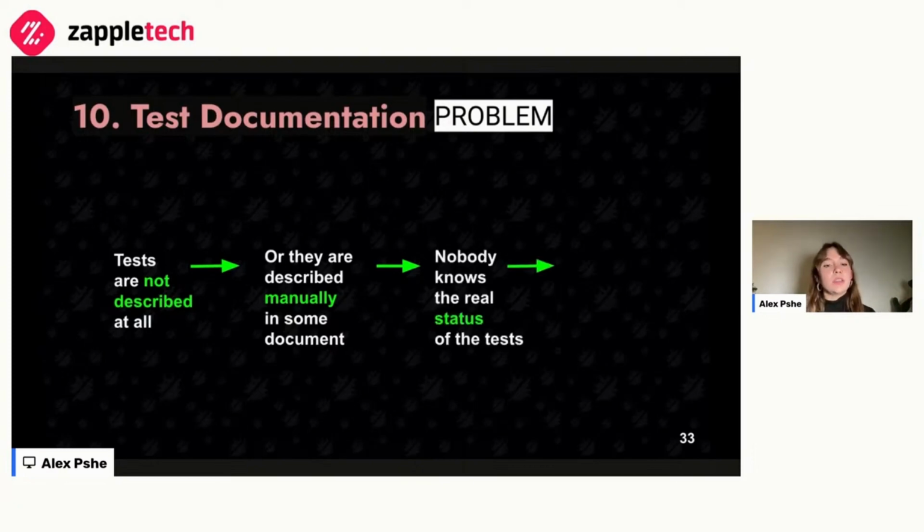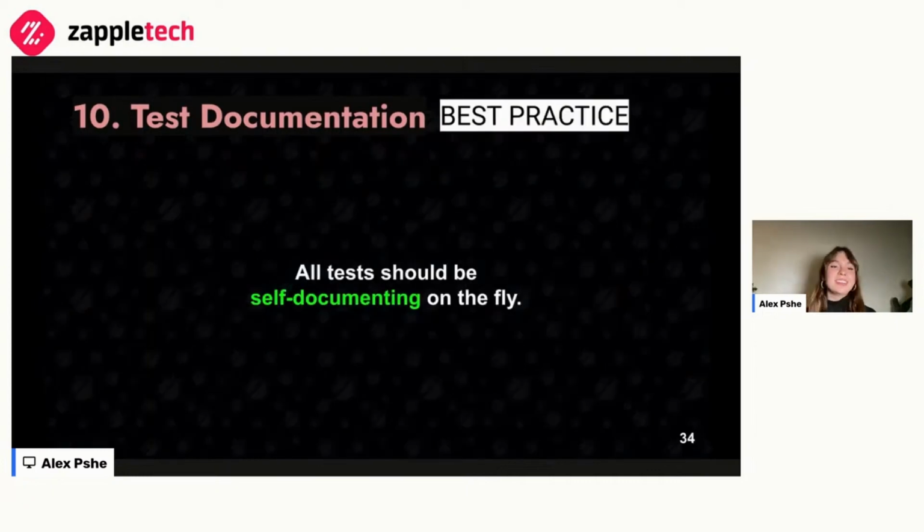And nobody knows the real status of the tests. So finally, again, we have the problem that tests are useless and inefficient, and we try to avoid this situation. So what can we do here? It's a pretty basic solution, but it's a must have. We cannot avoid it. All tests must be self-documenting on the fly.